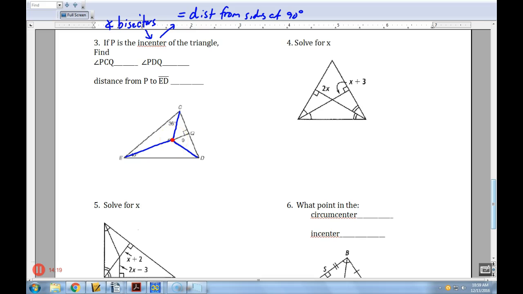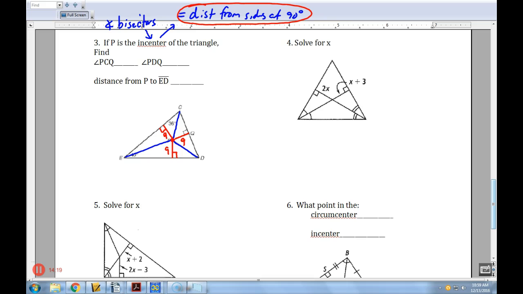Now I know that the distance from P to Q is 9. And I'm also going to know that the distance from P to ED is 9. And I'm also going to know the distance from P to CE at 90 degrees is 9. So the blue lines created the incenter. They were the angle bisectors. The red line is the result. So let's see if we can answer some questions.